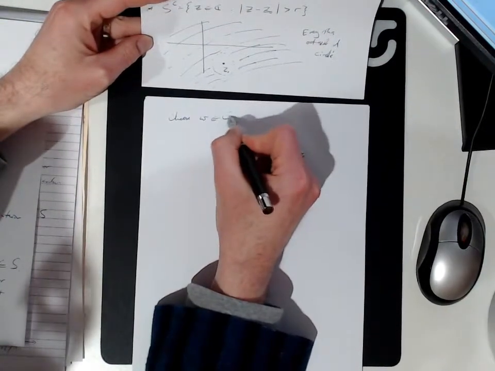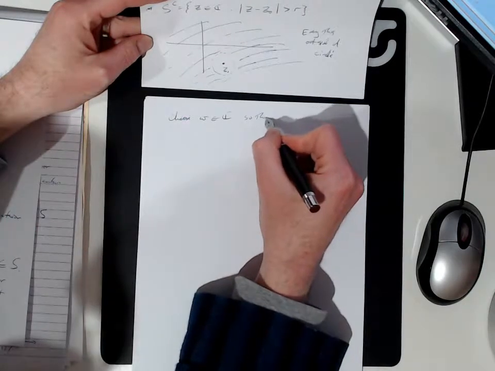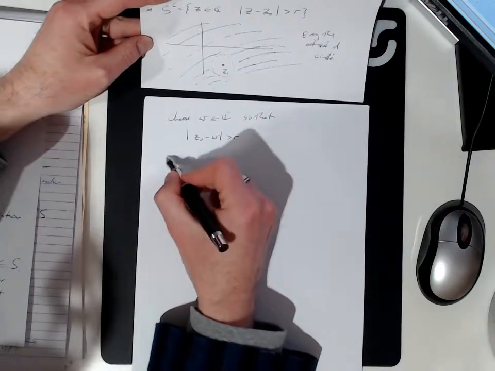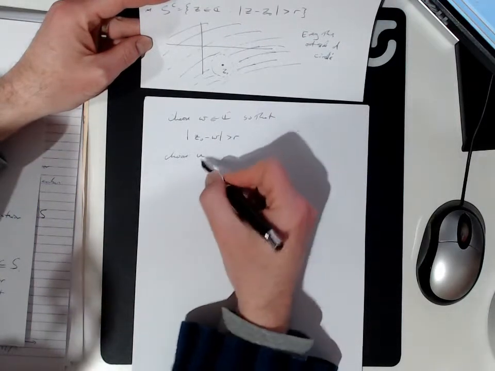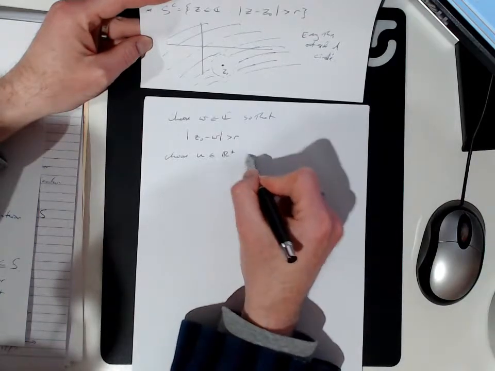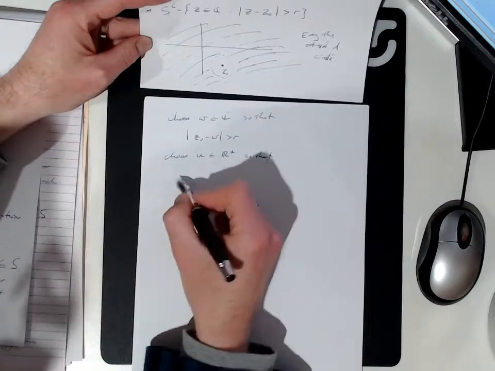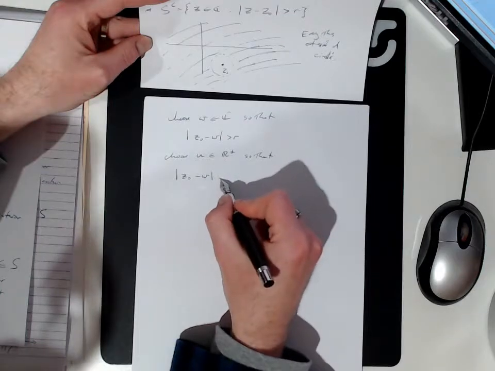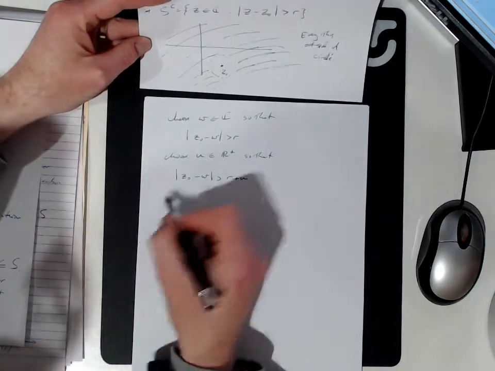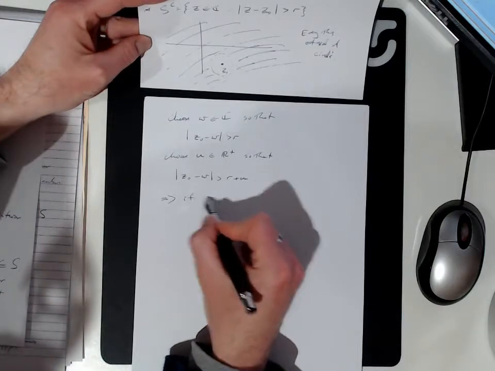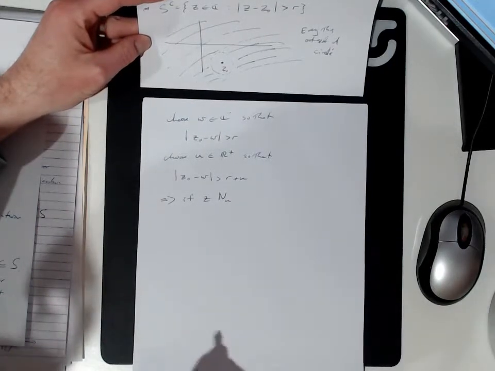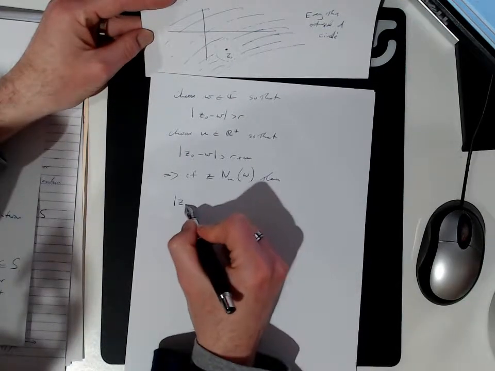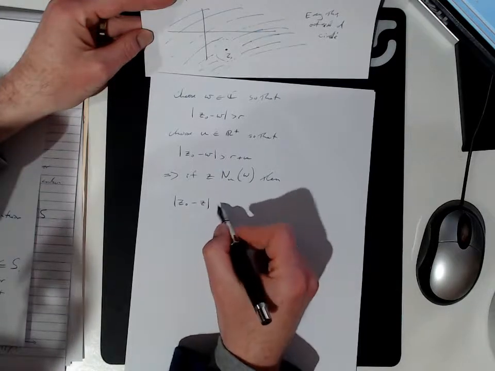Choose w inside the complement so that |z0 - w| is greater than R, and choose u in R plus so that |z0 - w| is greater than R plus u. This implies that if z is inside the neighborhood of radius u about w, then |z0 - z| is still greater than R.